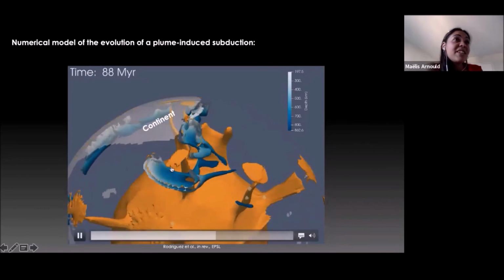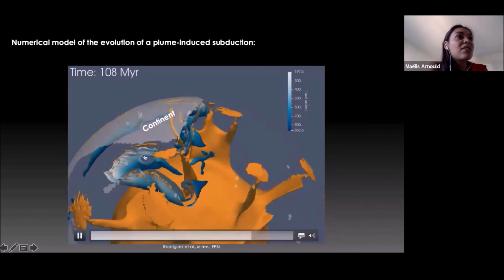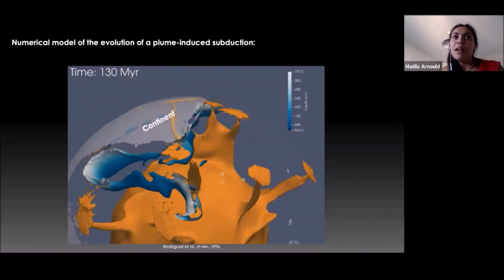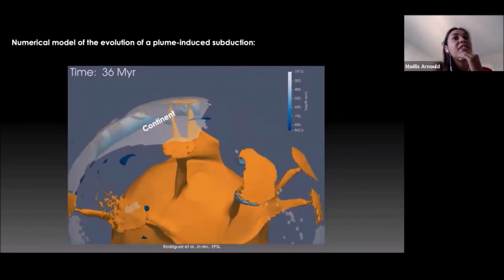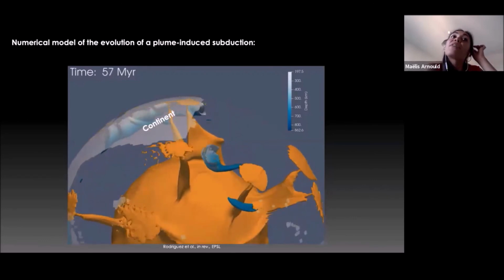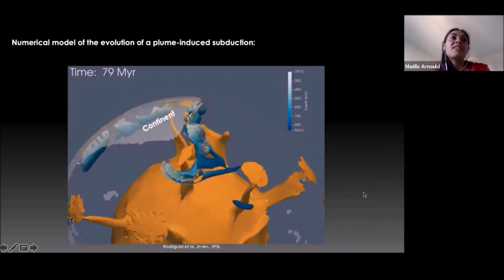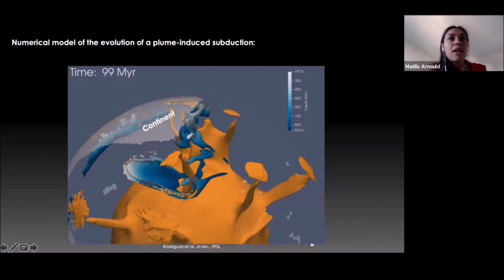And as you can see here, the slabs can interact with the different plumes and kind of rebound next to them. So in the models that I studied, plume-induced subductions can occur once every 100 million years on average, and often it's thanks to the thermal erosion of the base of the lithosphere.